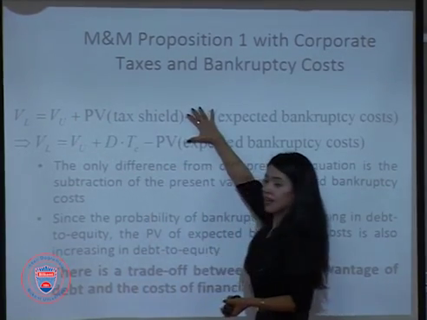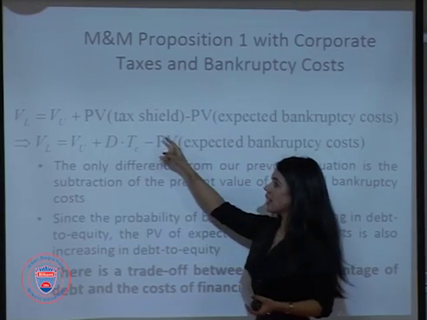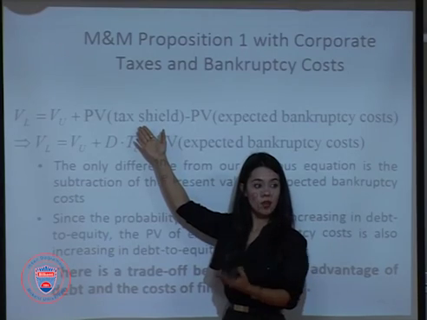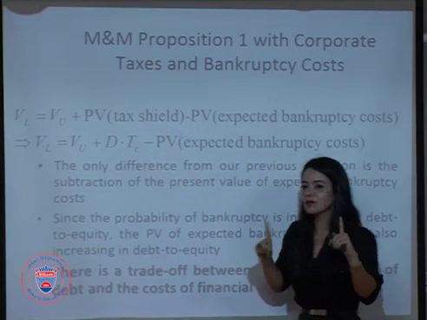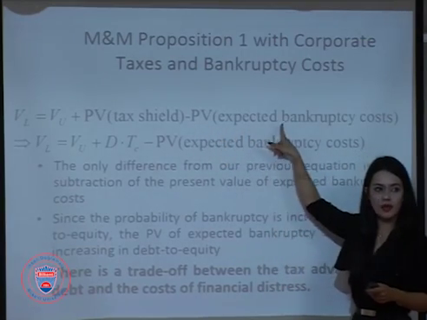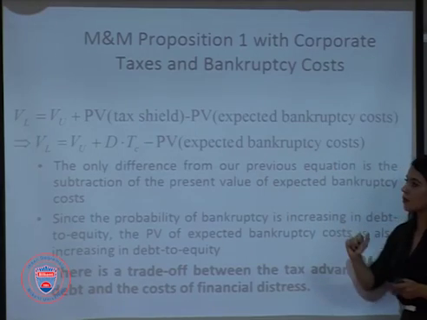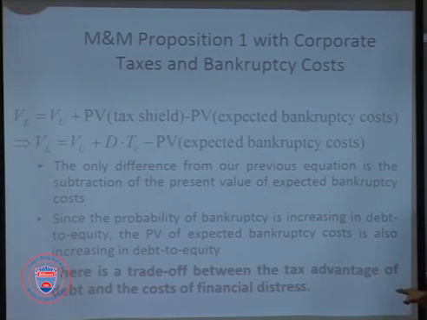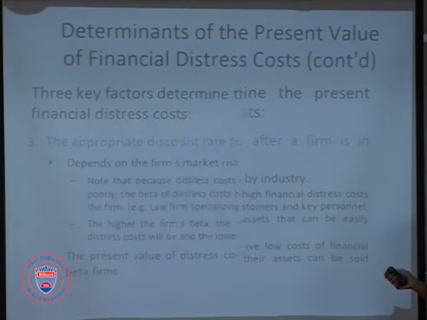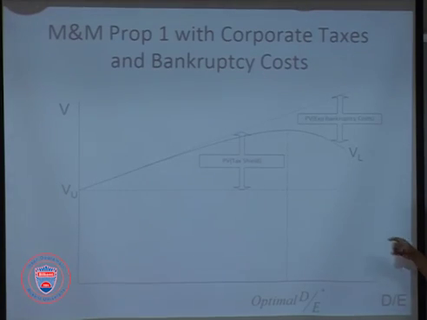Then we included tax in the picture, and we were able to increase the value of the company by the present value of the tax shield. Now we have something problematic. We have bankruptcy, so we need to deduct the present value of expected bankruptcy cost from it. So now we see the trade-off of using a lot of debt. The good thing is tax savings. The bad thing is bankruptcy. So what we're going to have, let me just show it and then go back to the slide.